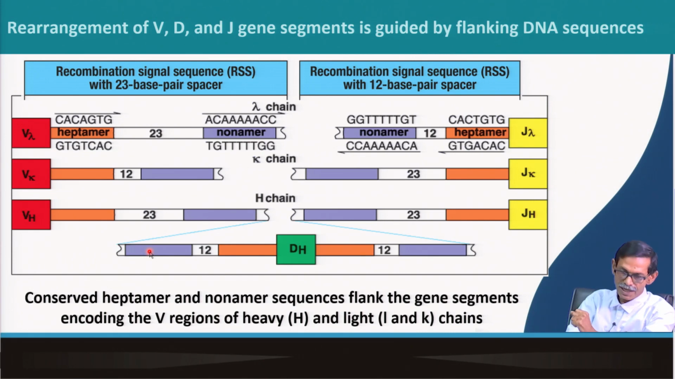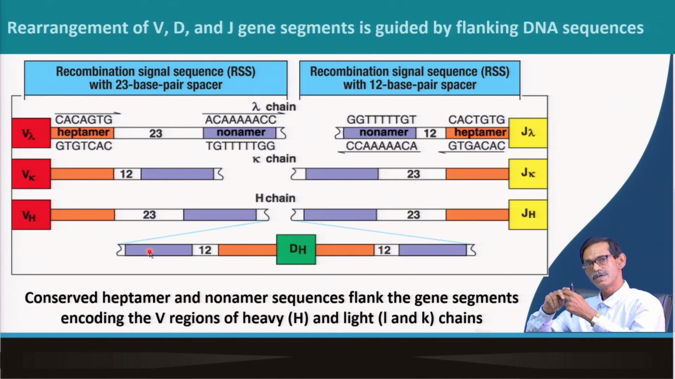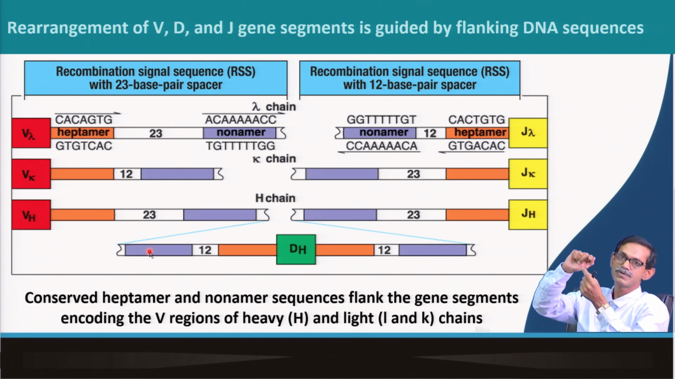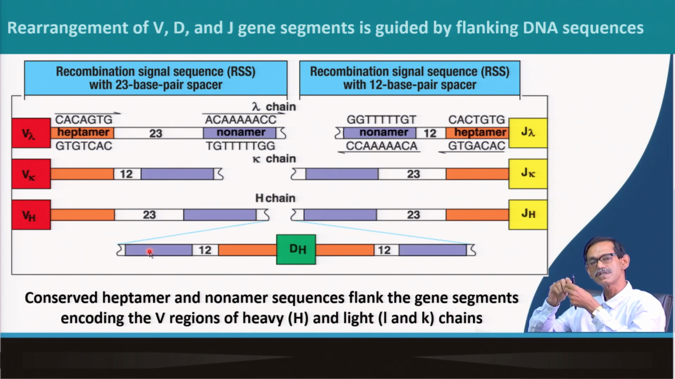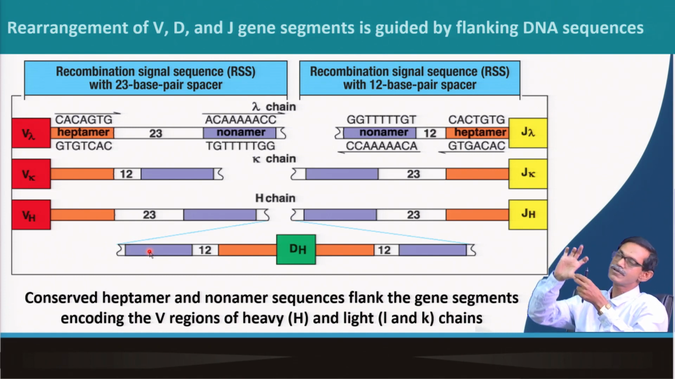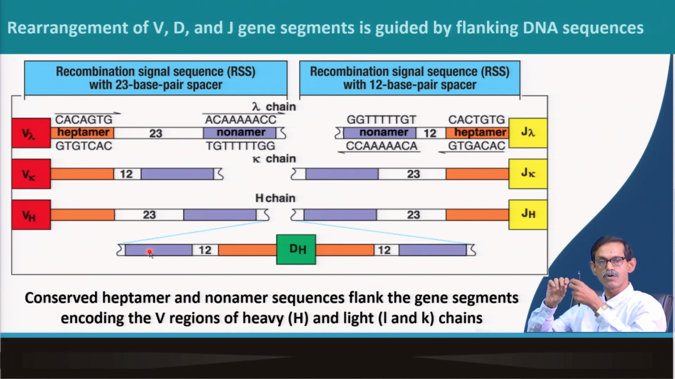So, then there is automatically a rule, because why 23 and why 12? 23 means, if you remember your basic DNA structure, that is 11.5 actually per turn, 10.5 per turn, sorry. So, this is 10.5 nucleotides in one turn. If you see the old book or old version of any molecular biology or biochemistry book, you may see that there are 10 bases per turn, but now the calculation is slightly modified, it is 10.5 bases per turn.